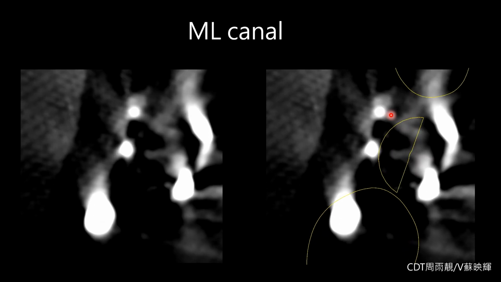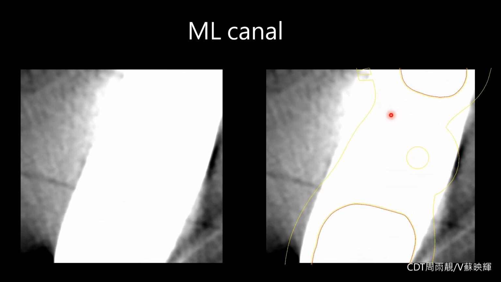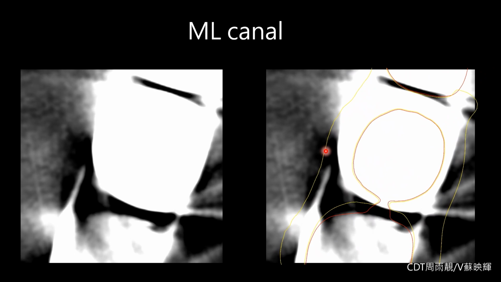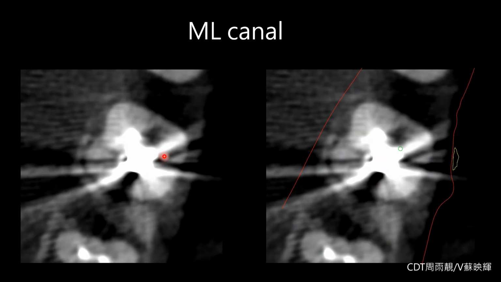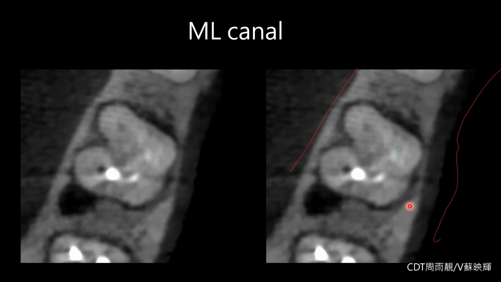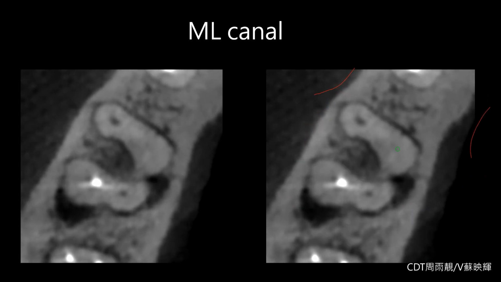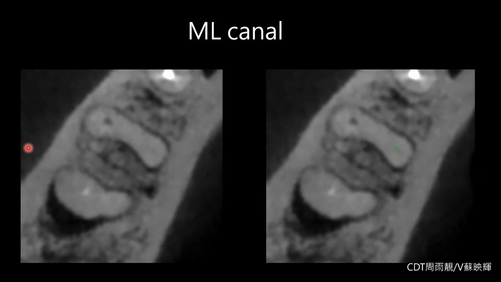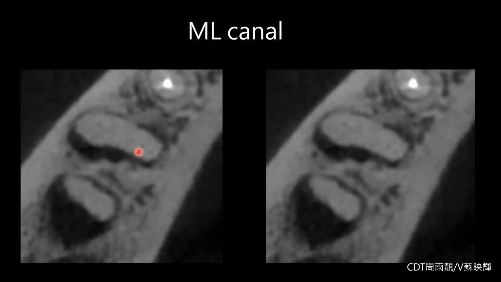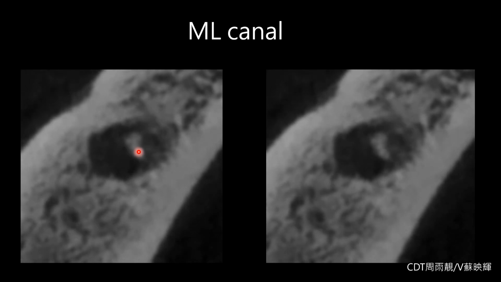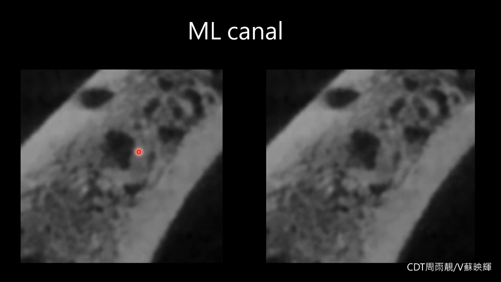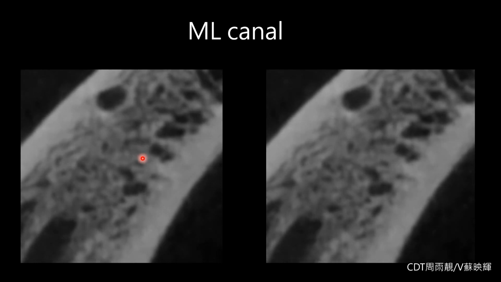And we directly see the CBCT in this view. At the left is the original CBCT, and at the right is after I do the digital design. You can see this one is the distolingual root that I cannot access. After I remove the crown and enter the pulp space, I cannot find the distolingual root canal.